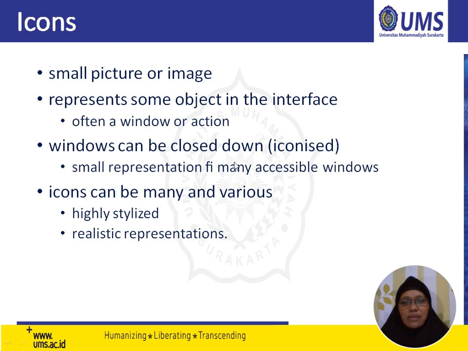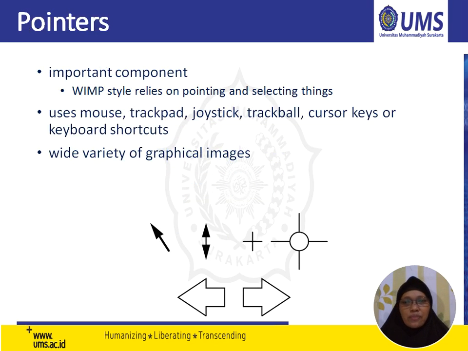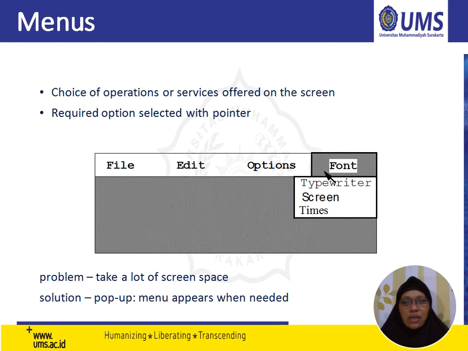An icon is like a small picture or image that represents some object. An icon can be many and various, like a shortcut that we know on the computer. Okay, this pointer that we use is the mouse, trackball, joystick, or something.